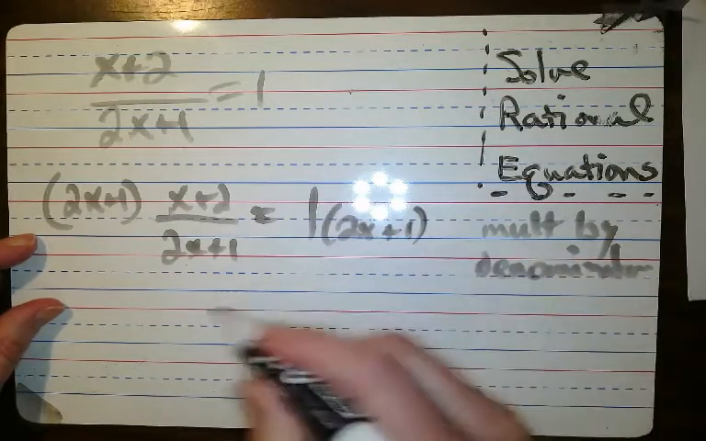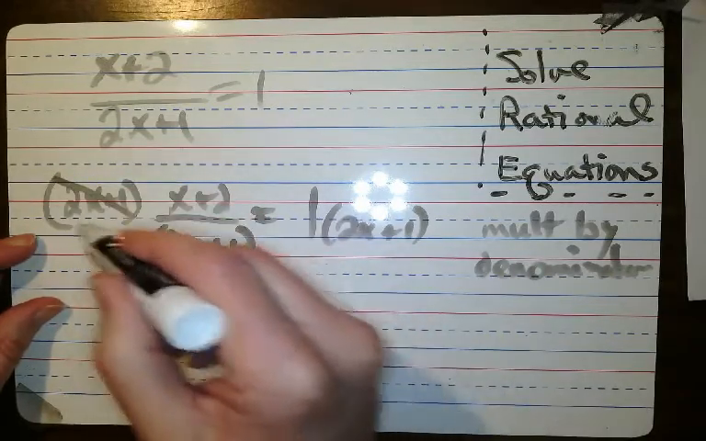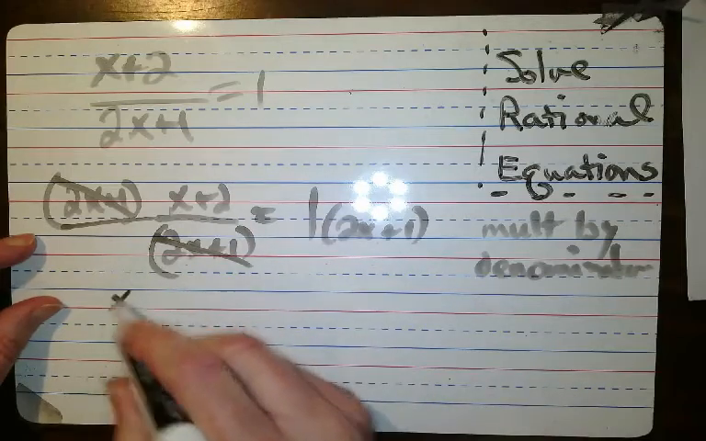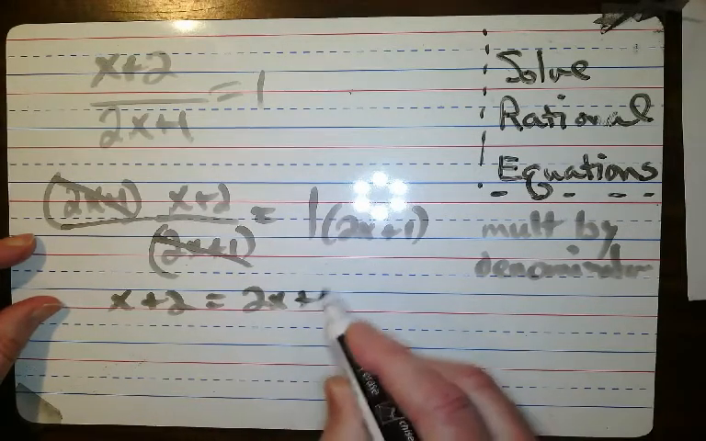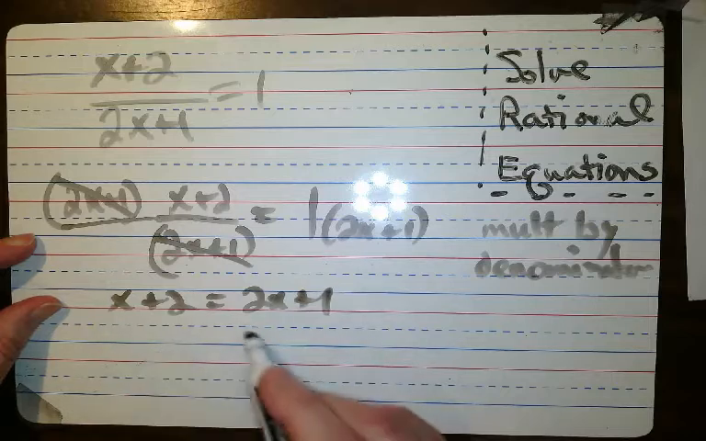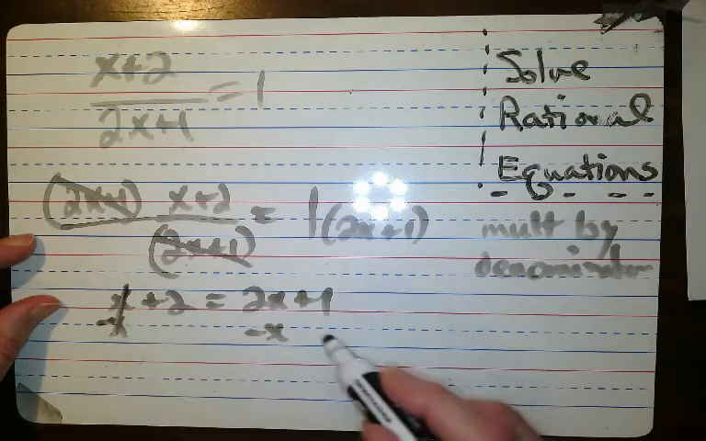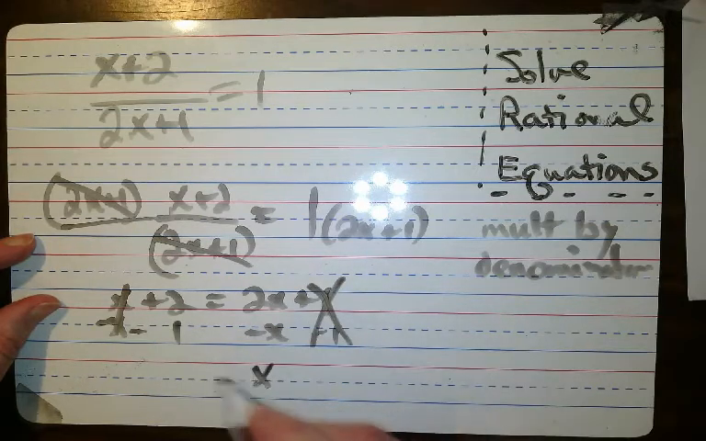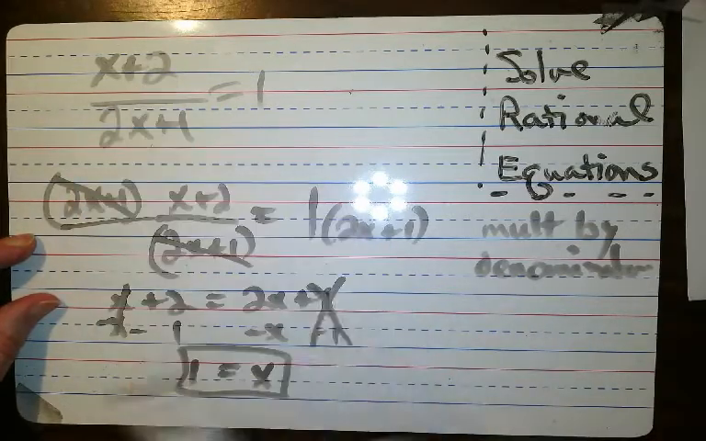Well, that's easy. This one's easy too, because if you have the same thing on the top as you do on the bottom, then they cancel out. So what we end up with is x plus 2 equals 2x plus 1. I need to subtract my x, and then subtract my 1, and I get x equals 1.